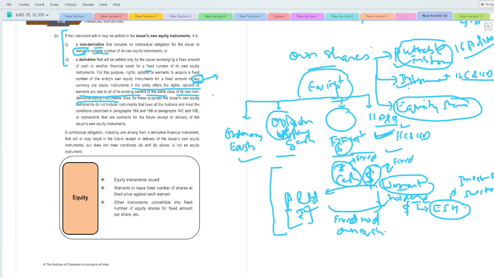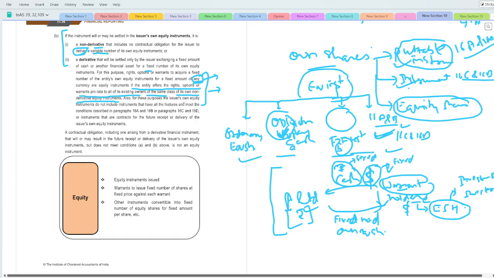I hope this point is clear, but we will be discussing it in chapter 3, I think. At least you have got a flavour that even if it is not fixed in rupee terms, you are still passing this fixed-to-fixed test, provided this warrant is issued to all the holders in that particular class on a pro rata basis. Here the holders mean your equity shareholders in that class, and it should be issued pro rata.